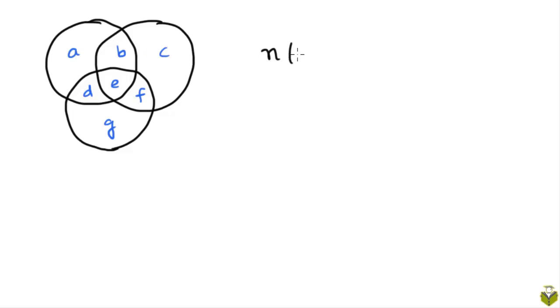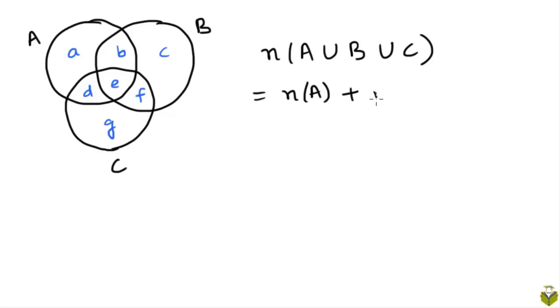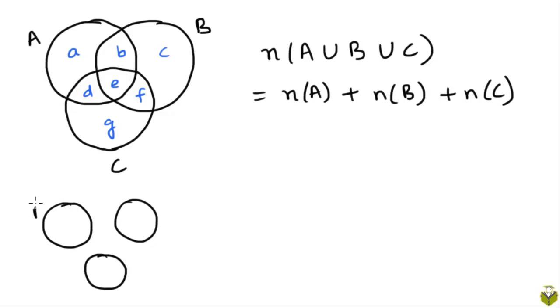So our goal is to count the number of elements which appear in A union B union C. Now what's the simplest way in which we could start? We could start by just adding up the number of elements in the three sets individually. So let's add up the number of elements in A, the number of elements in B, and the number of elements in C. Would this give us an accurate count? Well, if the three sets were mutually disjoint like this, then adding the number of elements in each set individually would have given us this value.